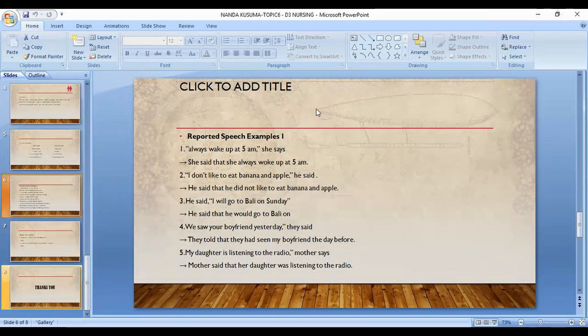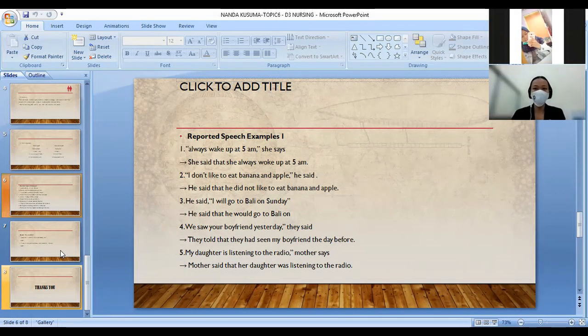Number 4, we saw your boyfriend yesterday, they said. The answer, they said that they had seen my boyfriend the day before. Number 5, my doctor is listening to the radio, mother says. The answer, mother said her doctor was listening to the radio.